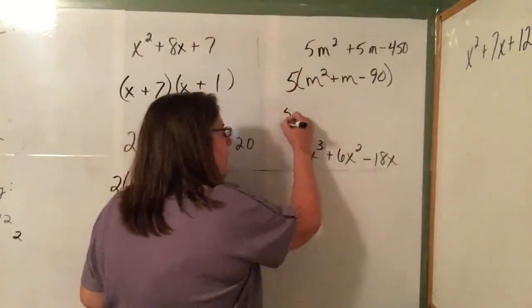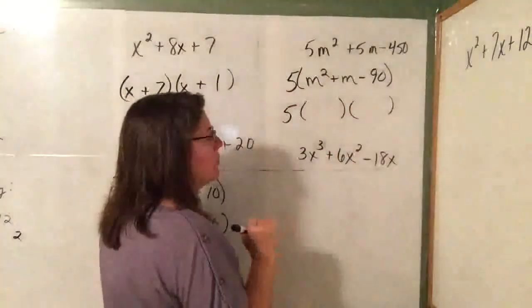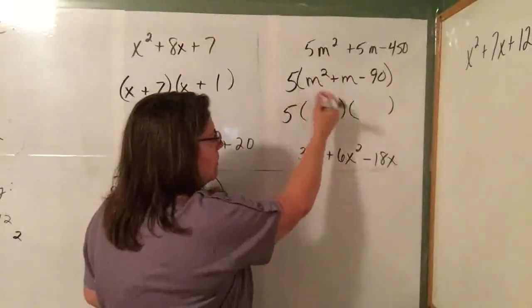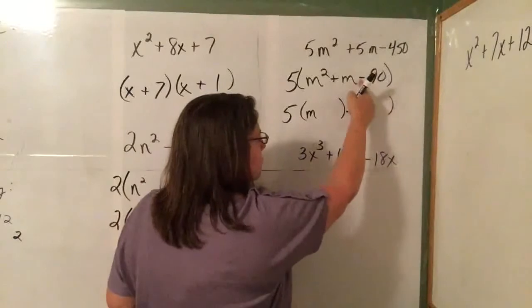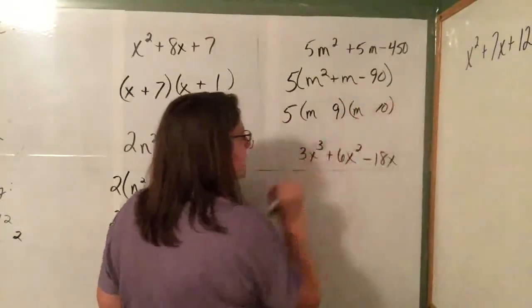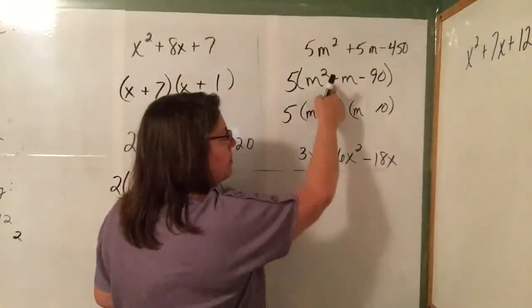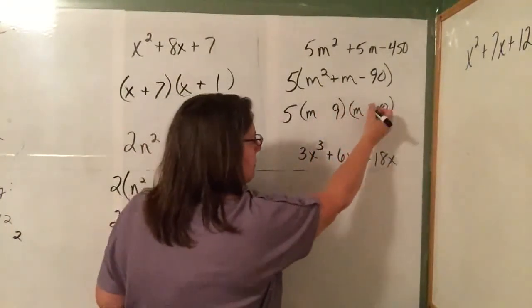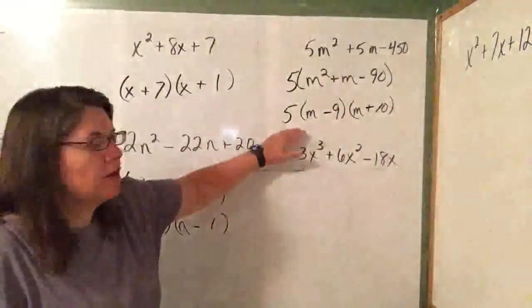I'm going to bring the 5 down. I'm going to write our 2 sets of parentheses for my binomials. The square root of m squared is m. Factors of 90 that subtract to give me 1 are 9 and 10. This minus tells me these signs are different, and the plus goes with the bigger number. So it's plus 10 minus 9, and I'll let you check that on your own.